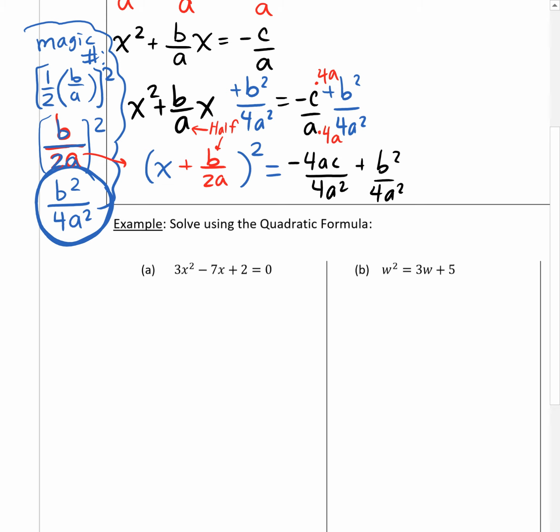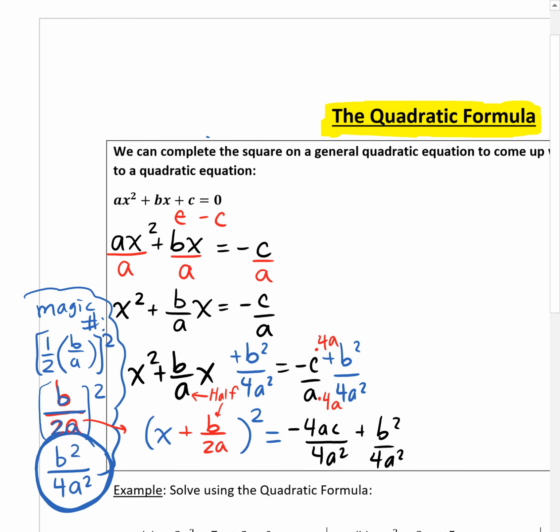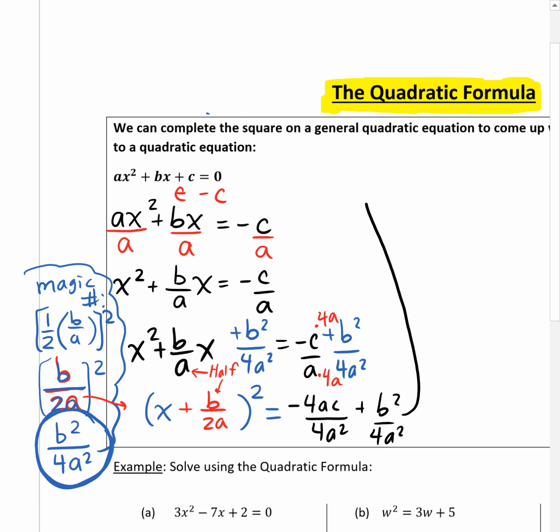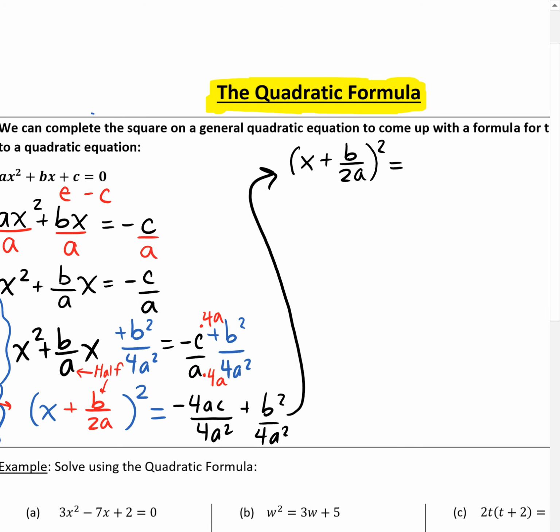And since we're running out of room, let me move this back up to the top of this little box here. All right, I'm just going to copy the left portion. The left is just the perfect square, x plus b over 2a total squared equals, and now we can add the numerators there since the denominators are the same.